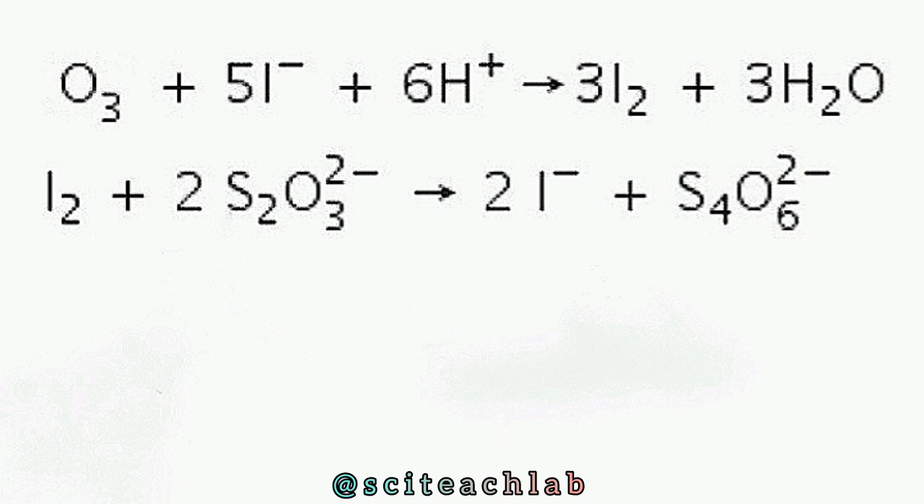5I minus plus 6H plus O3 yields 3I2 plus 3H2O. So they were asking you for iodine, so you go to where you have I. On the left hand side, it was 5I minus. That means -1. You go to the right hand side, the place you have iodine is now 3I2.